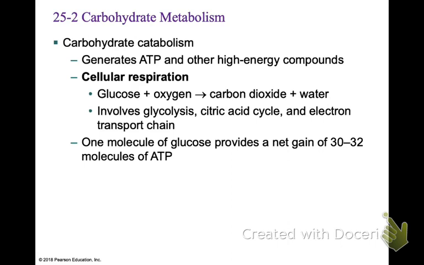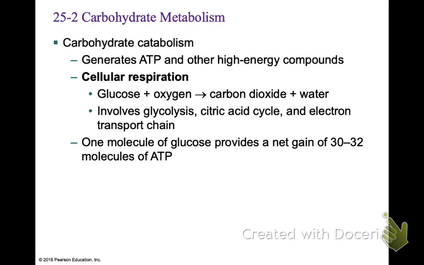We're going to take glucose, combine it with oxygen. We're going to strip all the hydrogens out of that glucose, oxidize it completely to carbon dioxide, take those hydrogens, stick them on oxygen, and that's going to make water. All right, we've got 3 basic steps. We're going to do glycolysis, the citric acid cycle, and electron transport.